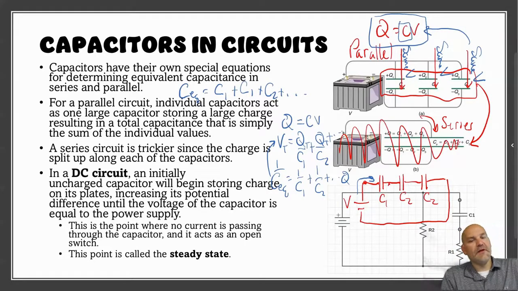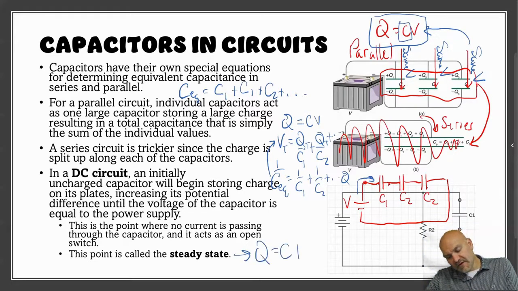Now, in a DC circuit, an initially uncharged capacitor will begin to store charge on its plates, increasing the potential difference until the voltage of the capacitor equals the voltage of the power supply. At this point, there's no current passing through the capacitor, and it acts as an open switch until you decide to discharge. We'll get into that when we talk about RC circuits. At this point, it's what we call a steady state, and that's when you get an equation like Q equals CV. Q equals CV tells us that it is a steady state capacitor circuit.